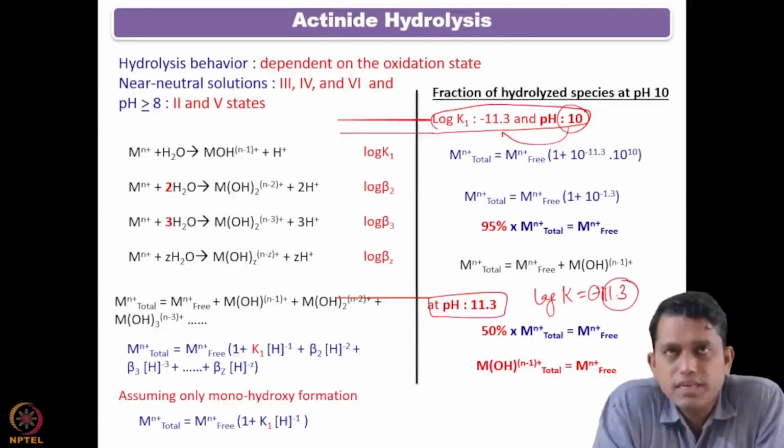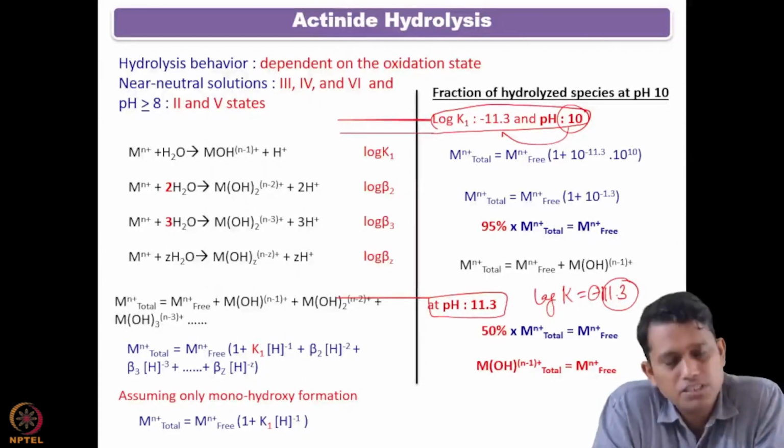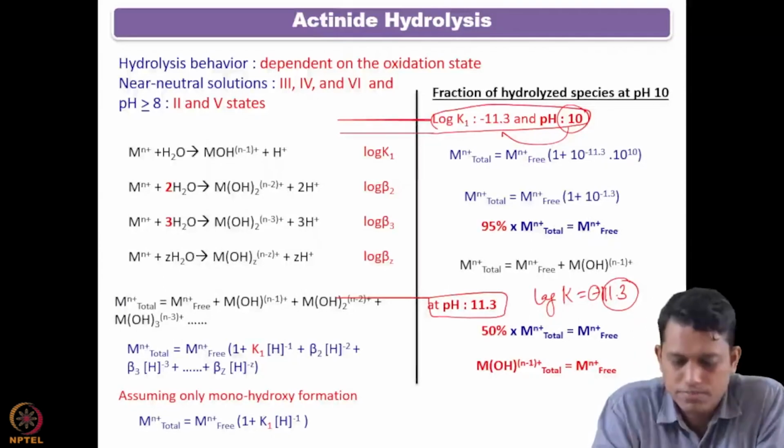When you're in that range, then we are assuming that for the monohydroxy, if you are having this kind of range, more than 50% of the total metal ion is free. What it means is that 50% is hydrolyzed.